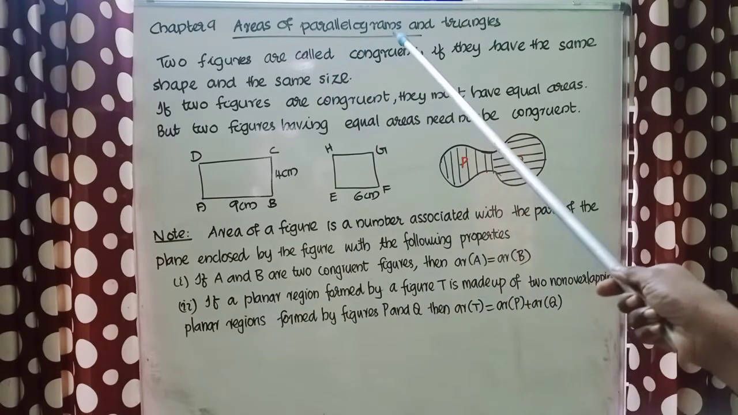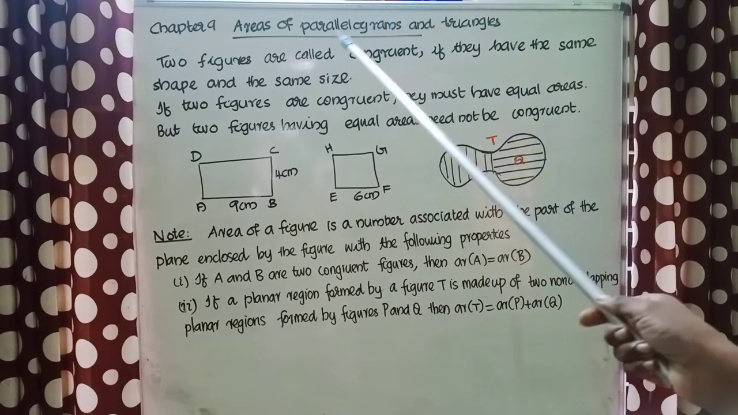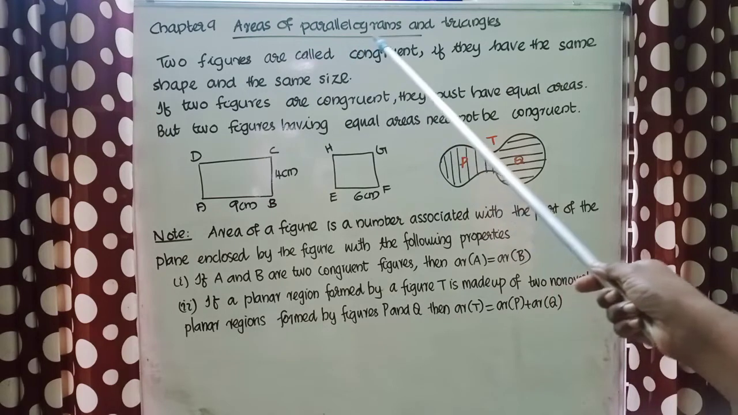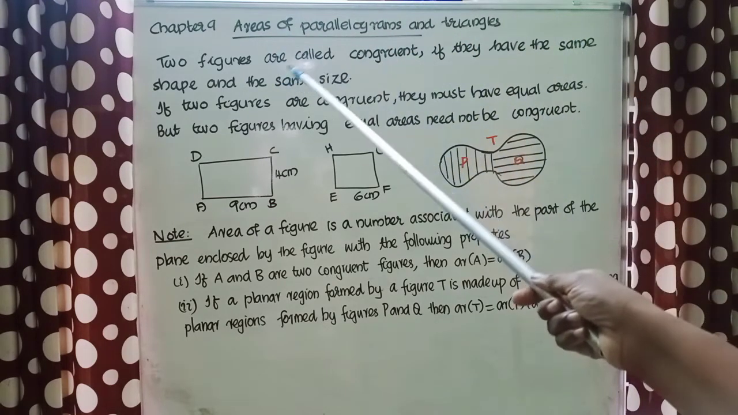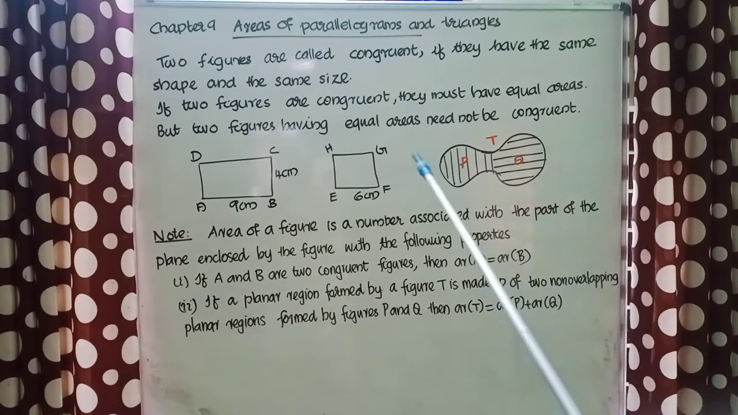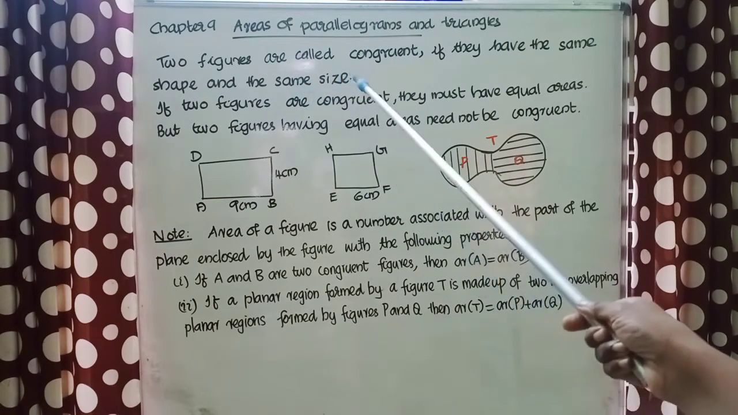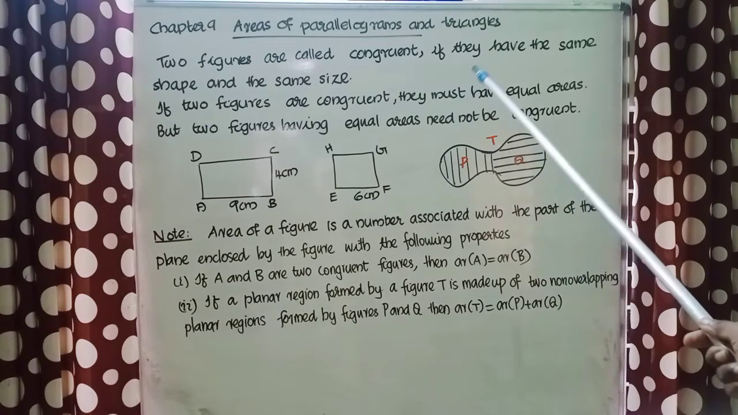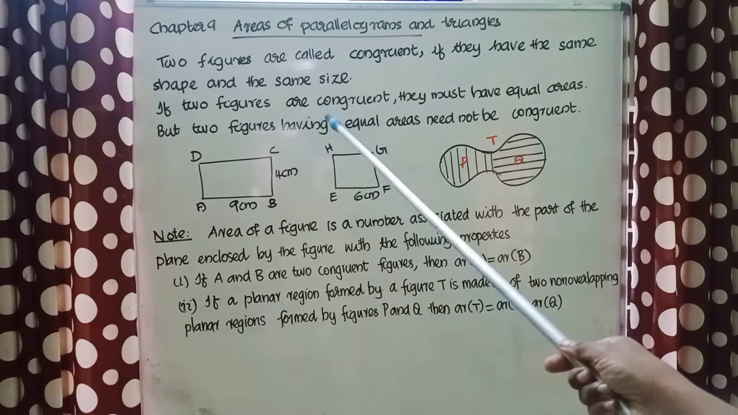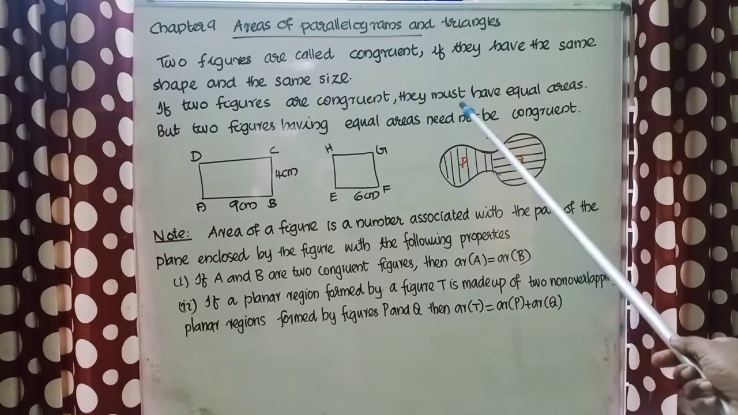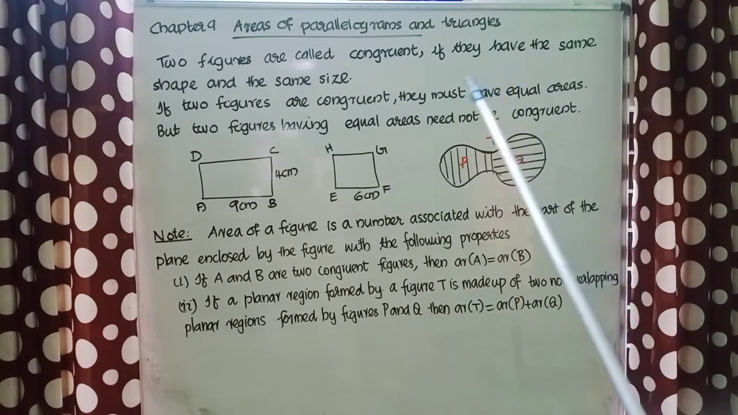Areas of parallelograms and triangles. Two figures are called congruent if they have the same shape and the same size. We have studied it. If two figures are congruent, they must have equal areas. But two figures having equal areas need not be congruent.